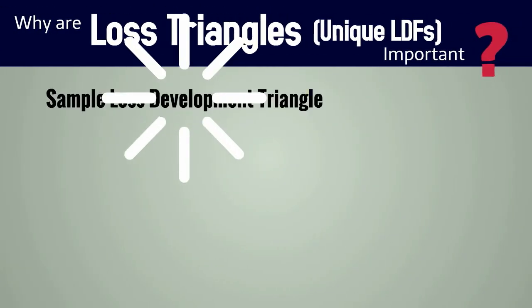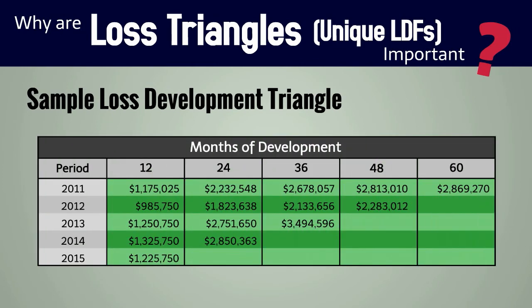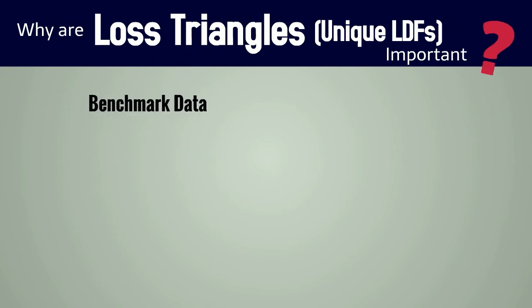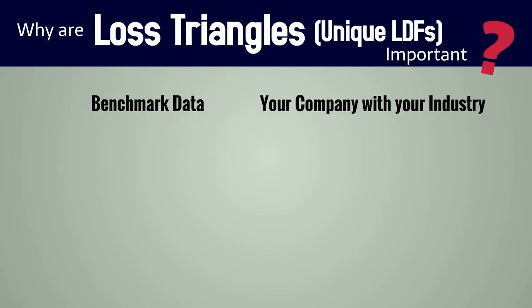Loss triangles are explained in a separate video, but here we show you a quick look at a loss development triangle. Unique loss development factors based on the company's own historical triangles can produce more reliable and valid projections than industry factors if the data used to construct the triangles are sufficiently credible. Credibility will depend primarily on the amount of data available. Loss triangles are specific to the organization and their industry.